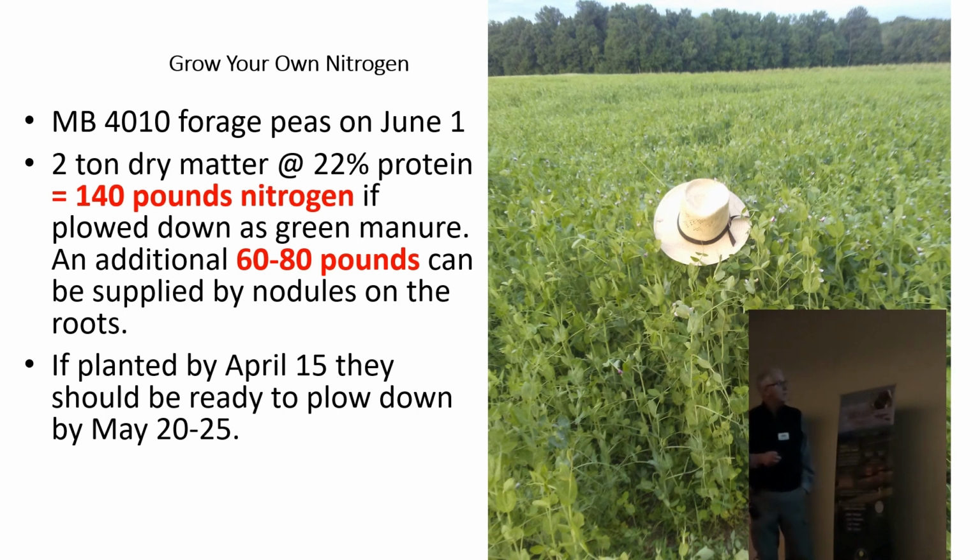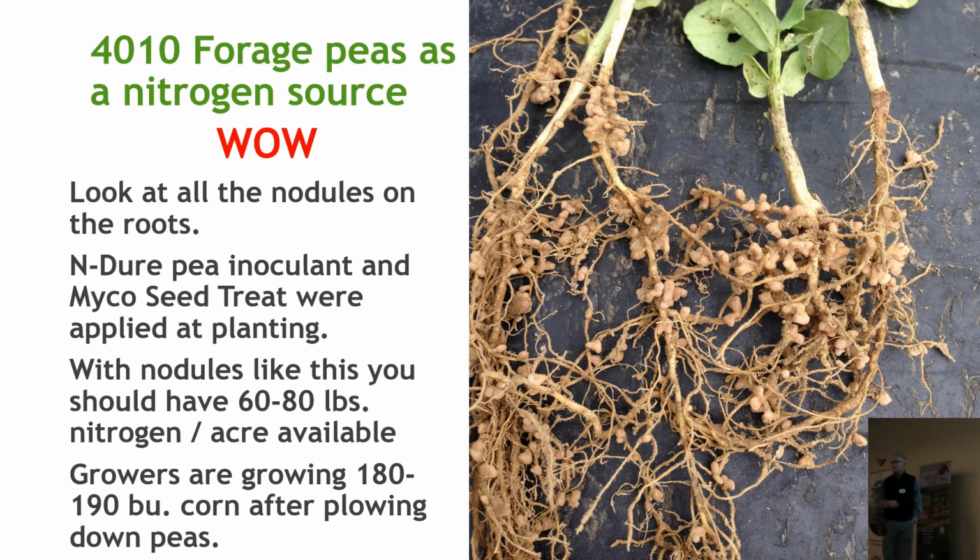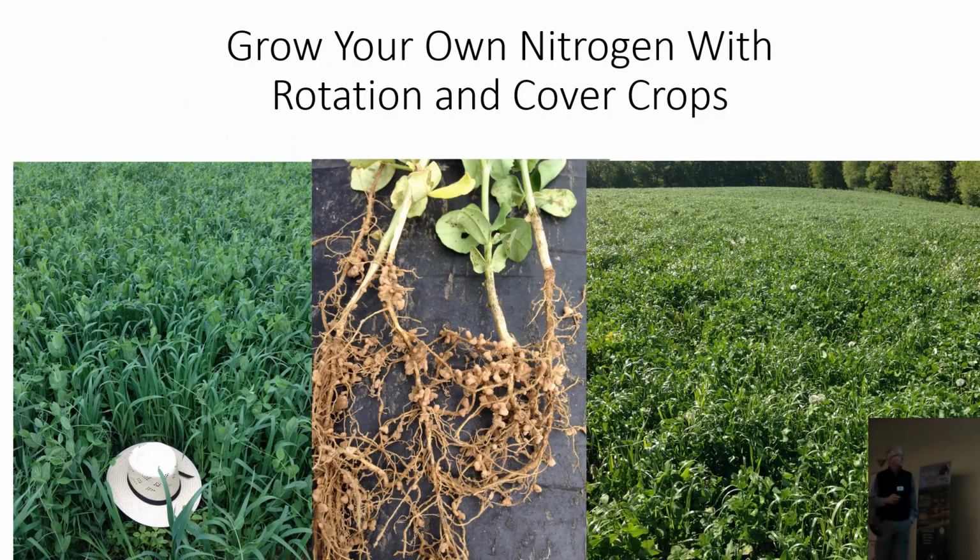So we want to inoculate them so that those nodules are actively fixing nitrogen, because that's the benefit we're looking for. So again, growing your own nitrogen with rotation and cover crops. Some other cover crops that help fix nitrogen: clover, sunset red clover, red clover.